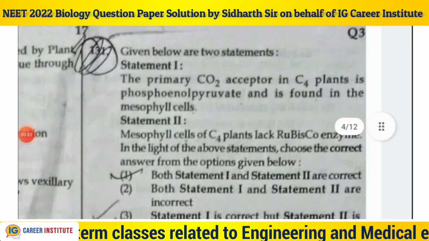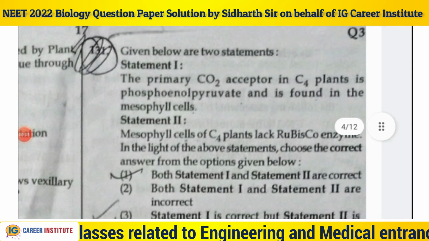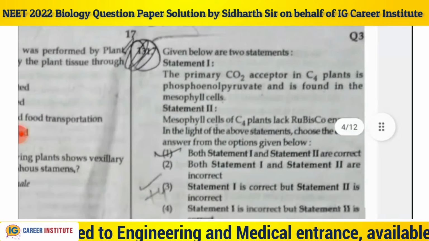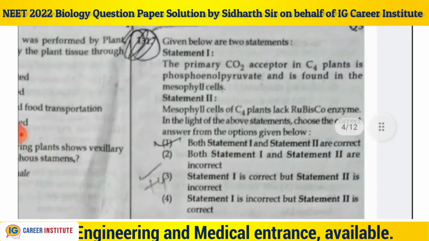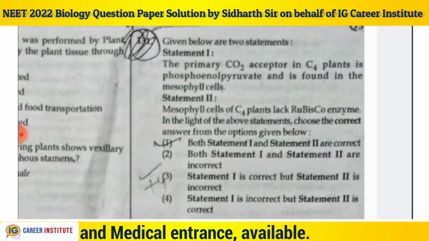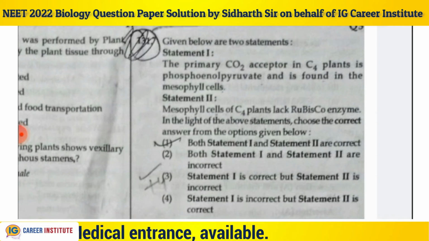Again a very long, time consuming question, again statement based. The first statement is: the primary CO2 acceptor in C4 plants is phosphoenol pyruvate and is found in the mesophyll cells. It is right.